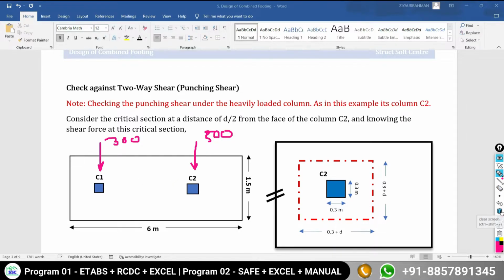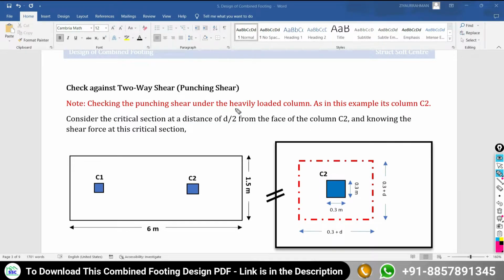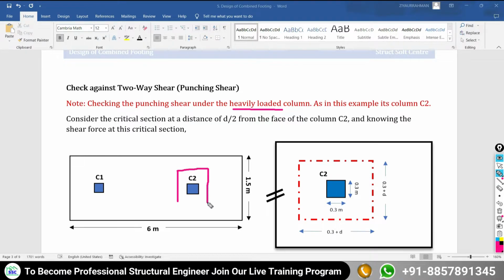So here we are going to perform the check under the C2 column. Why? Because it is the heavily loaded column, subjected to high intensity of loading. So if your footing comes out to be safe under the punching shear check under column C2, which is heavily loaded, it's obvious that your depth will be safe under the C1 column also.